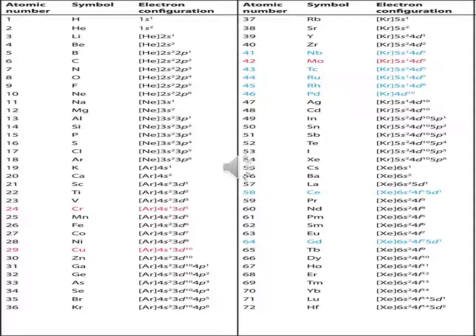There are some examples of electronic configuration to help you make sure that you can write the electronic configuration, or distribute the electrons, of any element, and you must revise this very well.